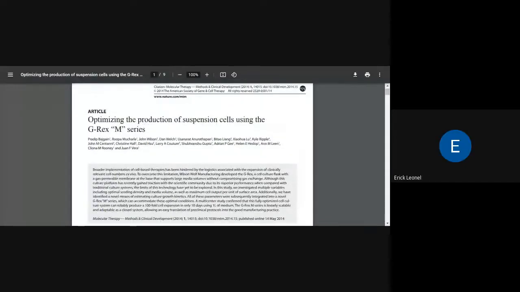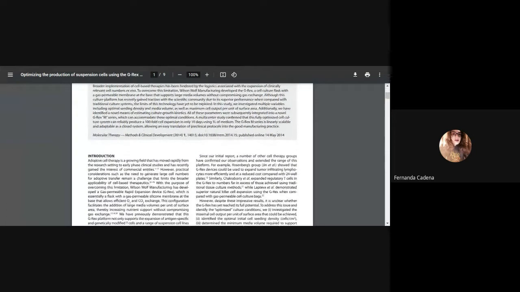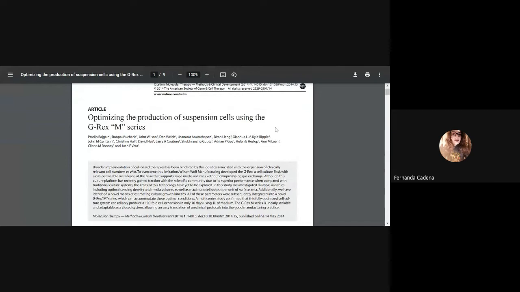Yes. Okay, thanks. Well, today I'm going to present this paper that is called Optimizing the Production of Suspension Cells Using the G-Rex M series. Basically, they are talking about this machine that is a platform to produce a range of suspension cell lines with superior cell output and with a reduction in the number of required technician interventions. Basically, they compare this machine with the 24 well plates and the flasks that we usually use in laboratories.